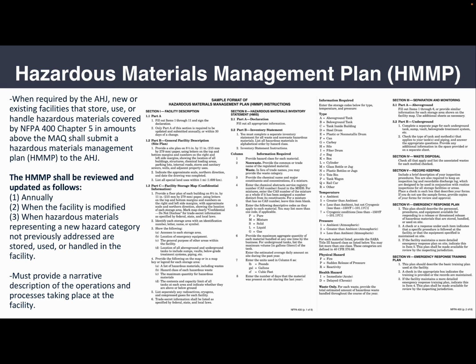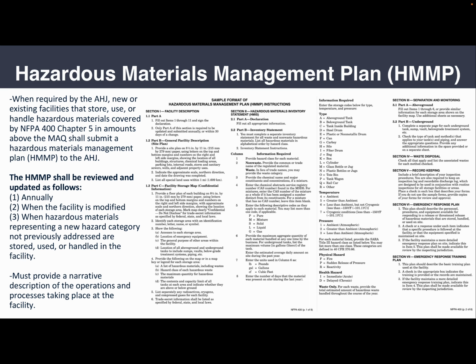It's actually a written plan that describes the operation and safety measures in one place for handling and storing hazardous materials. It also includes the layout of storage rooms, emergency shutoffs, and fire control systems. And the plan must be updated annually, or when the facility is modified, or where hazmat represents a new hazard category not previously addressed or stored, used, or handled in the facility, and it must provide a narrative description of the operations. For example, here is a picture of the NFPA 400 Annex for the HMMP.